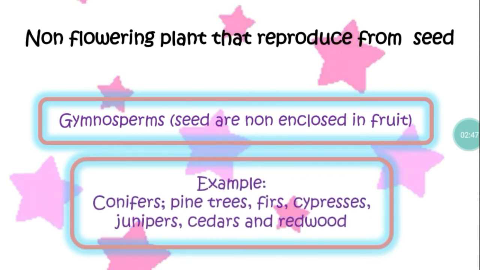What are the examples? The example is the group of conifers. Jadi kelompok conifers, ada pine tree is pinus, and then firs, ada cypresses, junipers, cedars, and redwood. Jadi ada pohon pinus, ada pohon cemara, and then ada aras, and then kayu merah. These are the examples of the group of conifers. Jadi conifers ini is included in the group of gymnosperm, the seed that are not protected in the ovary or not enclosed in fruit, tidak ditutupi buah.